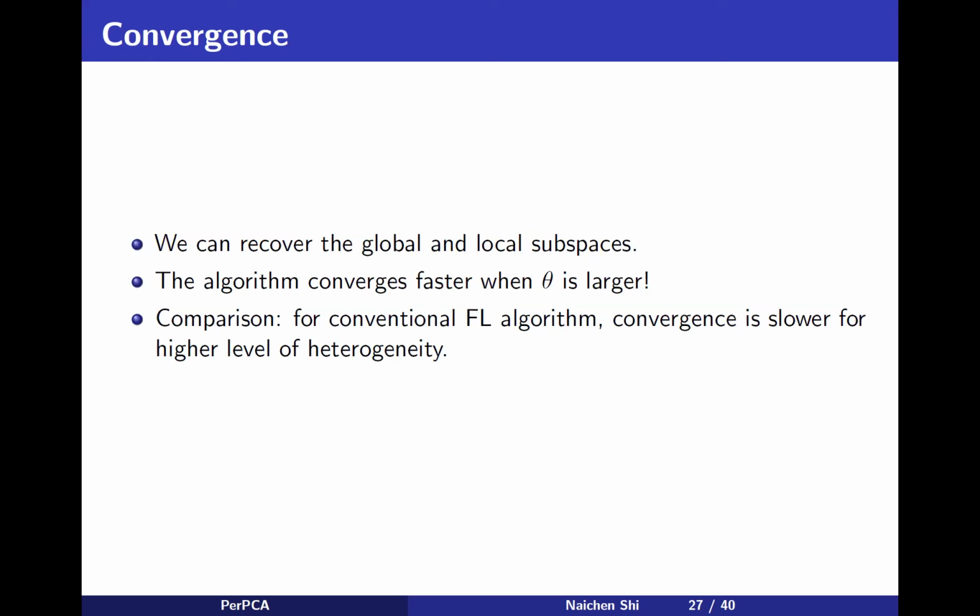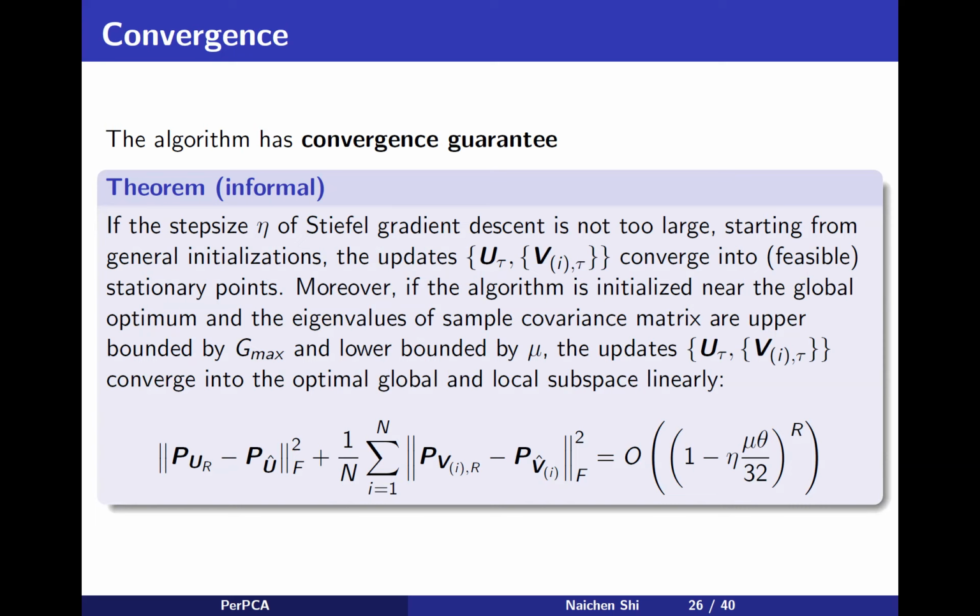This is in contrast to the standard federated learning algorithm, which usually converges slower when the data distribution is more heterogeneous. But in contrast, our algorithm will converge faster when the dataset is more heterogeneous. This is a result of our explicit modeling of heterogeneity in the dataset through the local PC.